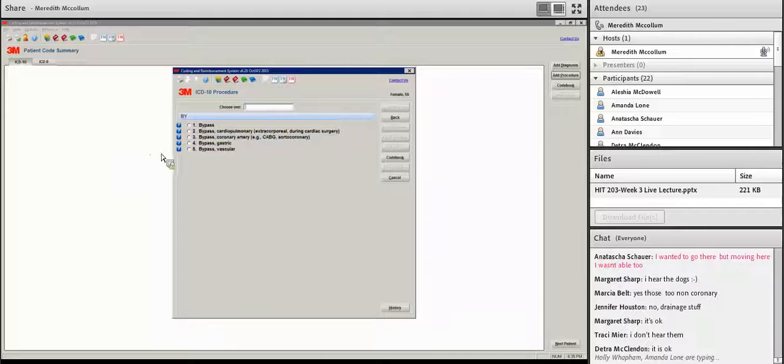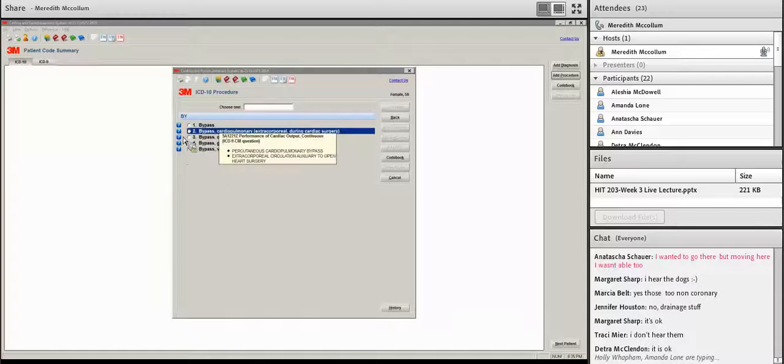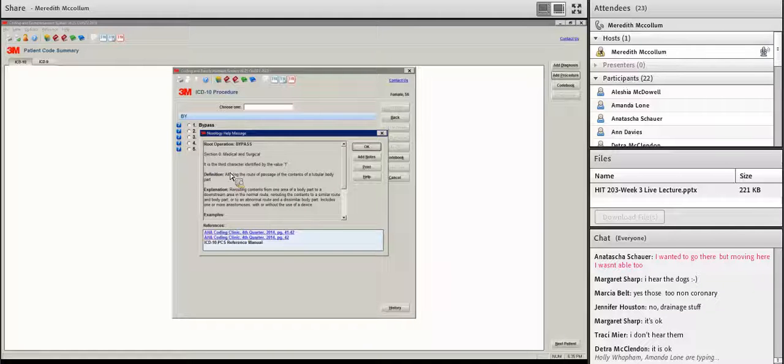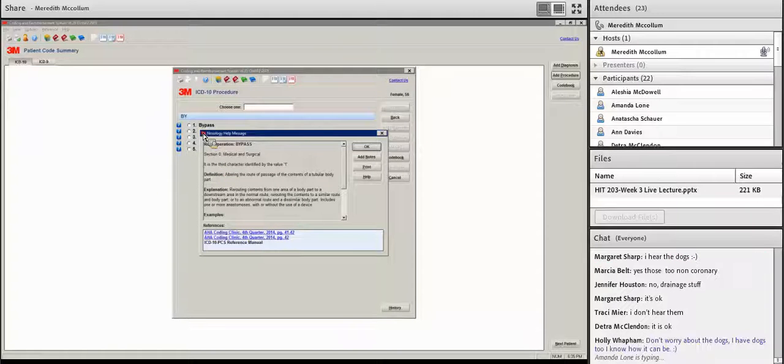Totally sorry. Okay, so if you click on the little question mark, what they're doing in a bypass is altering the route of passage of the contents of a tubular body part. So basically they're taking one tube and putting it to another tube so that it will flow smoothly. That's the point of it.